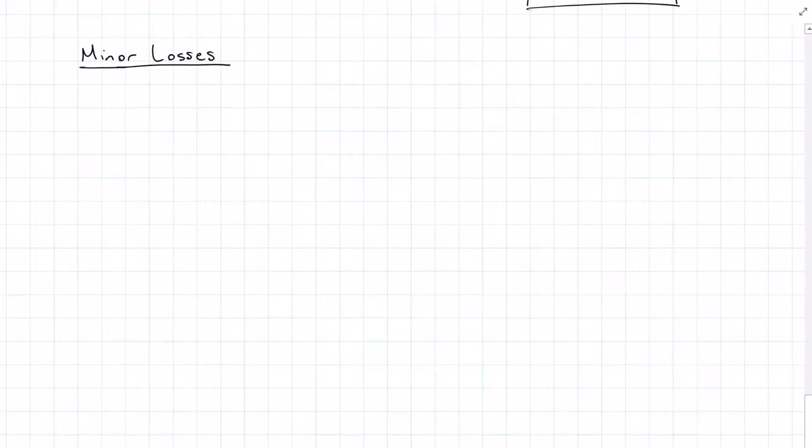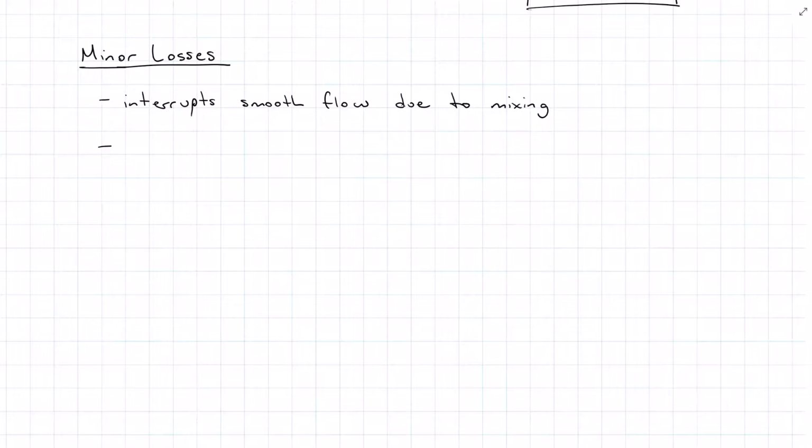Now the head loss we've been doing up to this point, which is the loss due to friction along the length of the pipe, is considered a major loss. So what's a minor loss? Well, minor losses interrupt smooth flow due to mixing and eddies, which increase the losses. Minor losses are recoverable. So we talked about friction loss not being recoverable. Minor losses are.